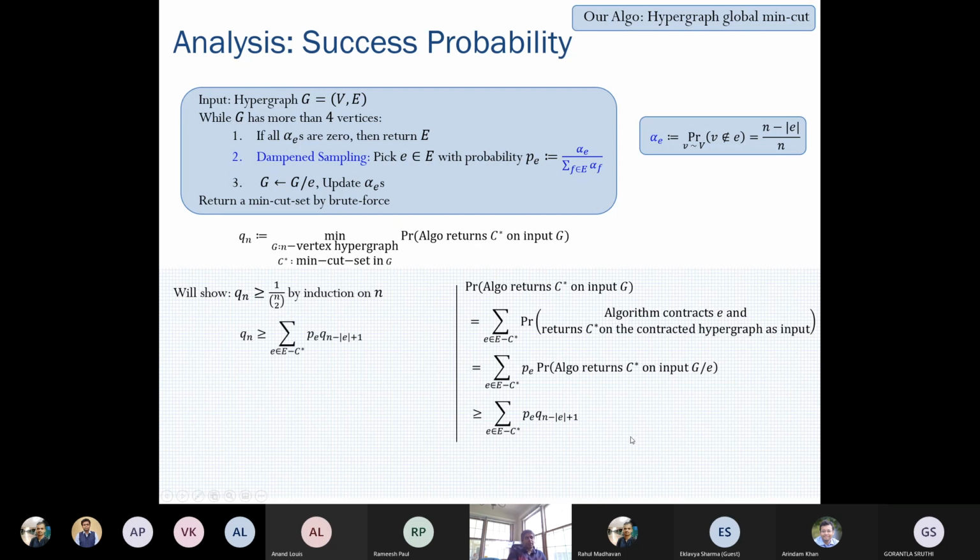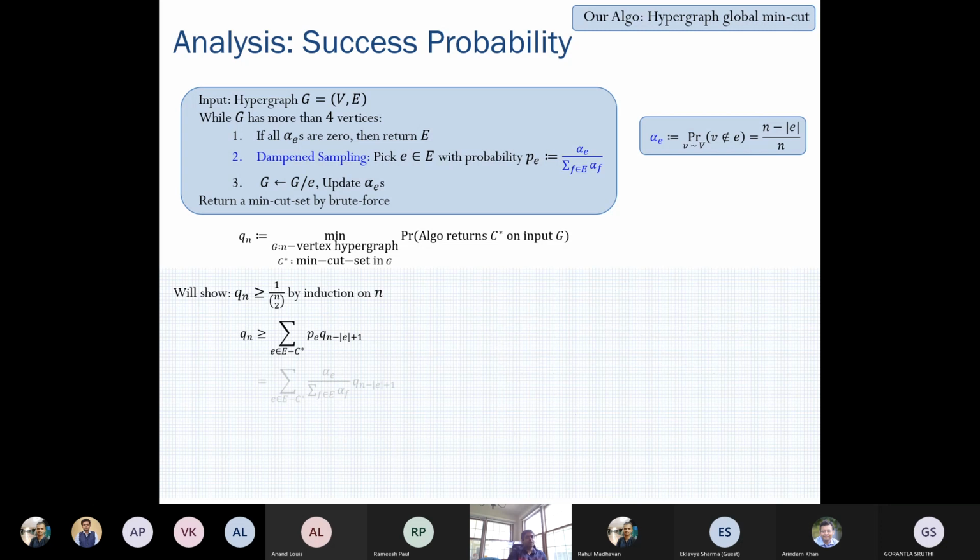So what we have shown is that Qn is at least the sum over all hyperedges which are not in the min-cut set C star of PE times Q of n minus size of E plus 1. Now, let's substitute this PE. The probability of picking the hyperedge E is the dampening factor of the hyperedge divided by the normalizing factor.